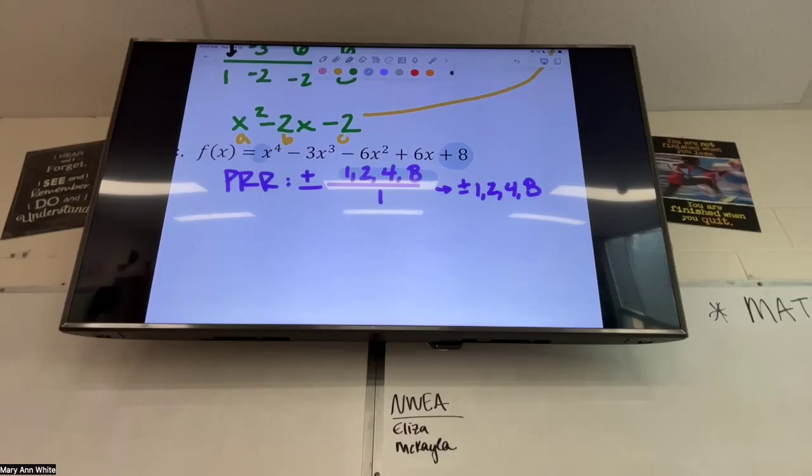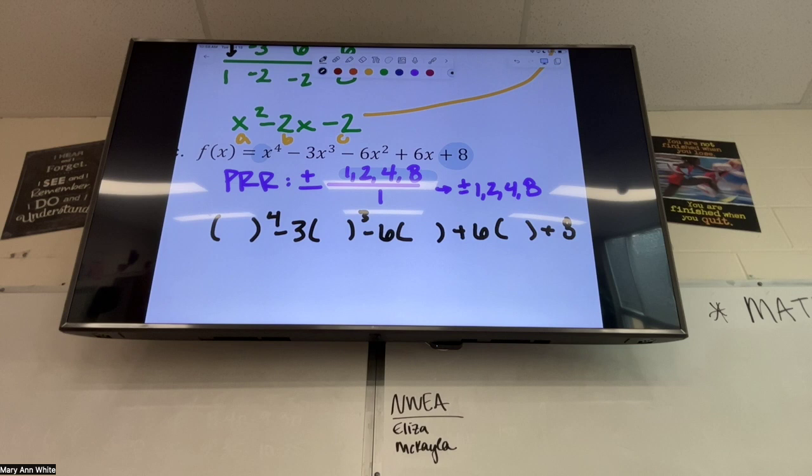Now what do I do now that I have a list of PRRs? Plug them in. Good. And this is where we can kind of use our brain a little bit. As I'm rewriting it, I might think, is there one number that might work better than other numbers? This is kind of long. I might just start with 1.